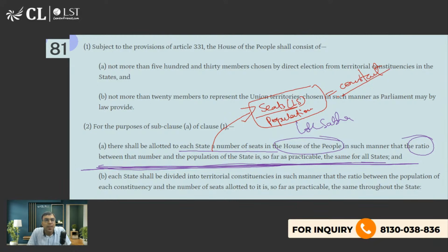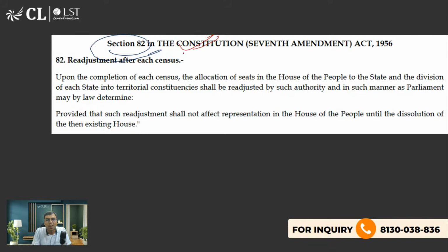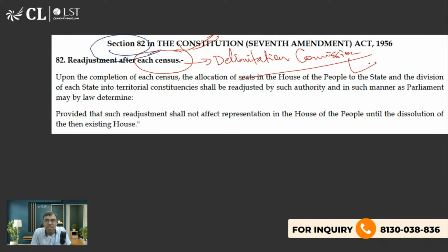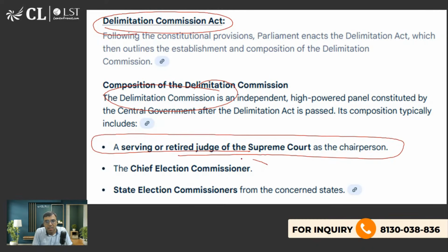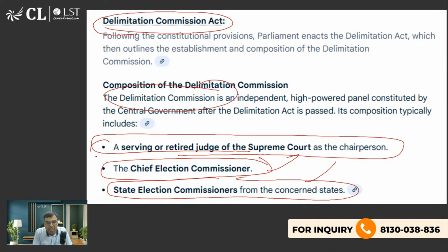Okay, and that is why ideally, according to Article 82, after each census, a delimitation commission should be set up. And it should, I'm using the word ideally, change the boundaries or change the allocation of the constituencies also. So first you should know what a delimitation commission is. A delimitation commission is headed by a former Supreme Court judge as chairperson, then the Chief Election Commissioner and the State Election Commissioner of that state. Okay, these three are the members.